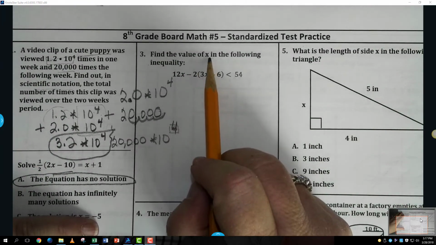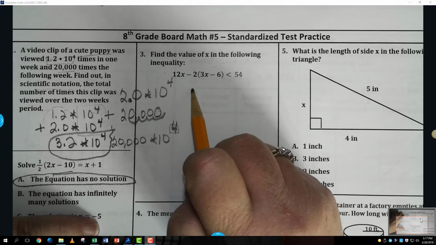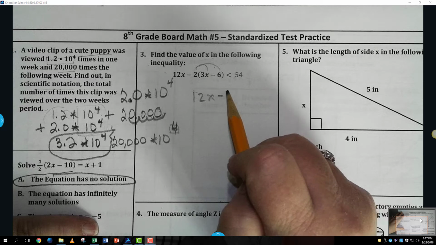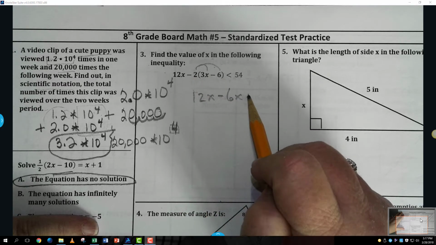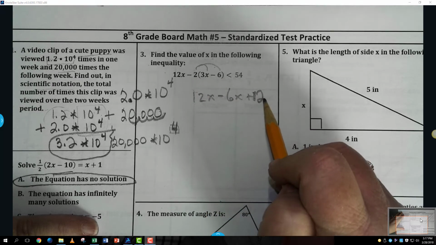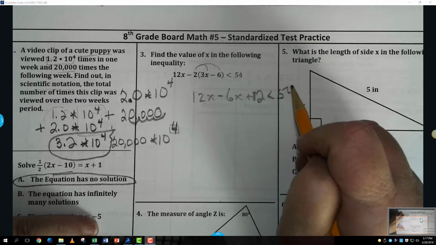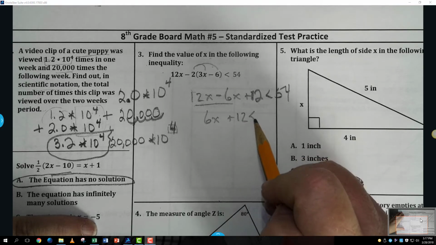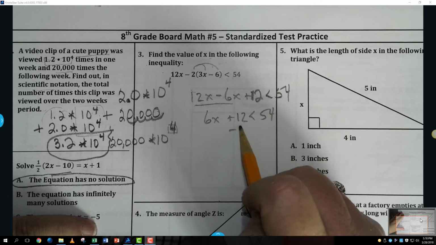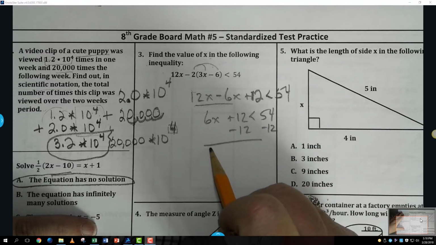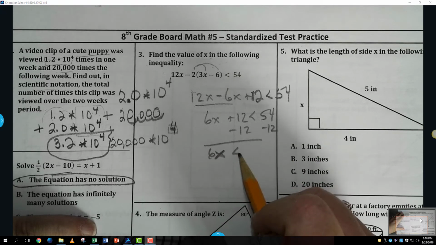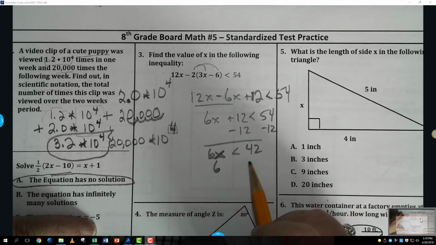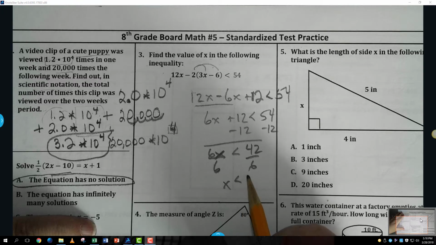Okay, find the value of x for the following inequality. So I'm going to need to distribute. So I'm going to have 12x minus 6x plus 12 is less than 54. Okay, combining my like terms, I have 6x plus 12 is less than 54. Subtract 12 from both sides. I have 6x is less than 42. Divide both sides by 6. x is less than 7.